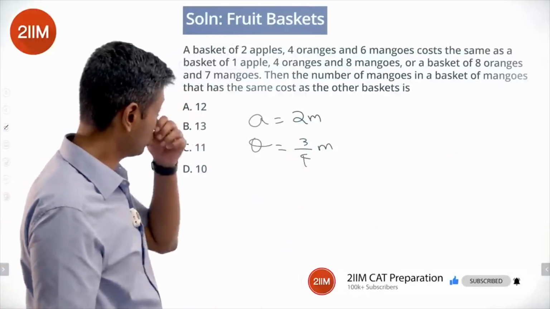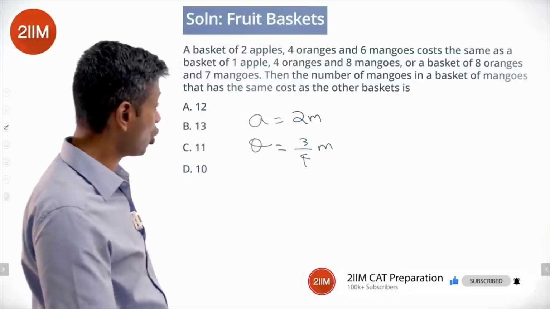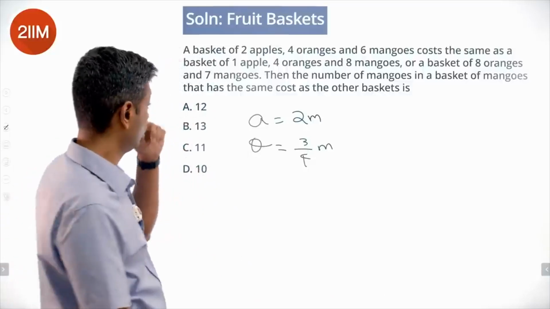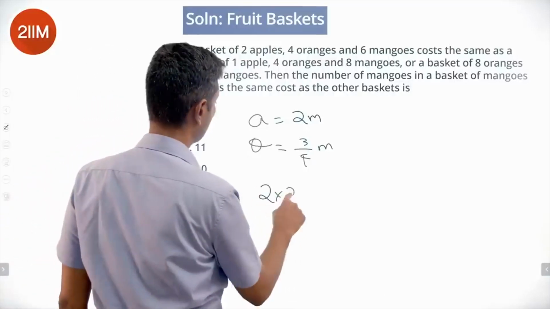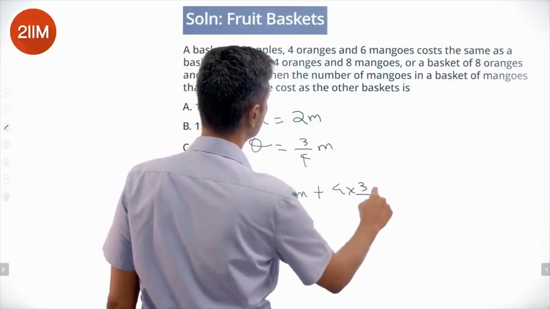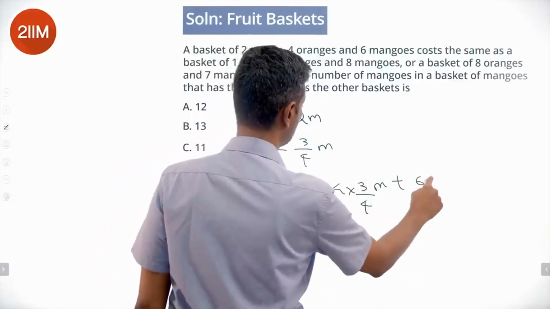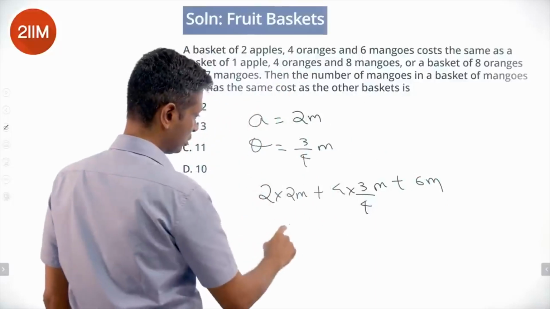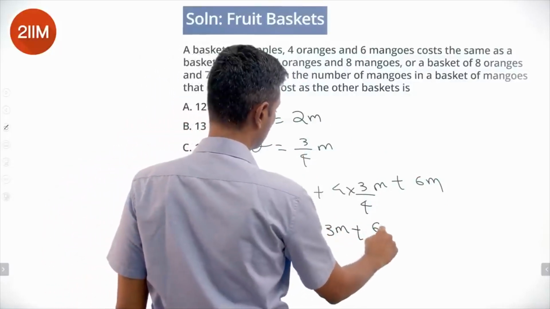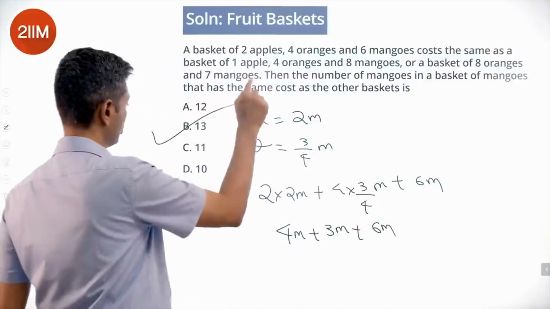Then the number of mangoes in a basket of mangoes that has the same cost as the other basket. Essentially represent everything in terms of mangoes. 2 apples, 2 into 2 mangoes, plus 4 oranges, 4 into 3/4 mangoes, plus 6 mangoes. That is the cost of the first basket. So it's 4 mangoes plus 3 mangoes plus 6 mangoes. 7 plus 6, 13 should be the answer.